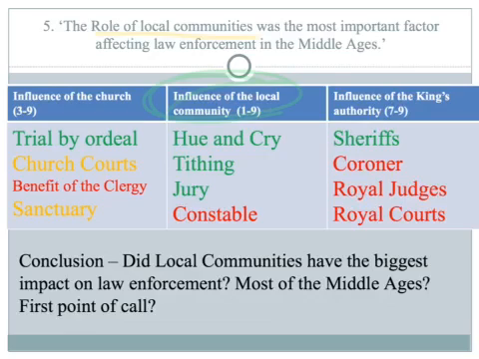So the hue and cry, tithings and juries were all used throughout the Middle Ages, Anglo-Saxon, Norman, and the later Middle Ages period. That's why they're in green, okay? And that would help to perform part of your argument. You can see there, apart from constable, everything on the local community is used throughout the period. And you can't say the same, can you, just looking at the colours for the other two?